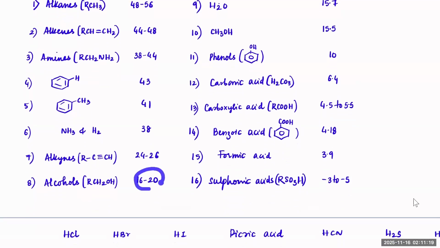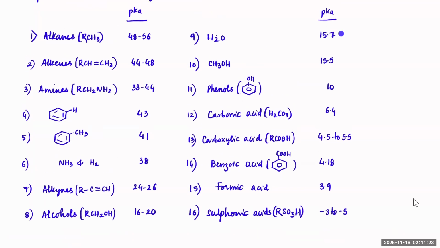Similarly, alcohols range between 16 to 20. And as it comes to water, water is around 15.7. Methanol, on the other hand, is slightly more acidic than water. This is the only exception. The only alcohol which is slightly more acidic than water is methanol. This is an experimental value, so do not worry about trying to understand that right now. When we discuss in more detail in GOC, we'll discuss there.